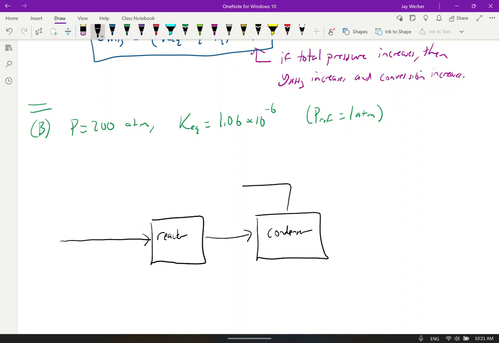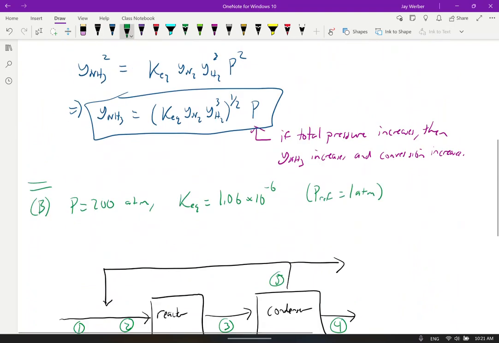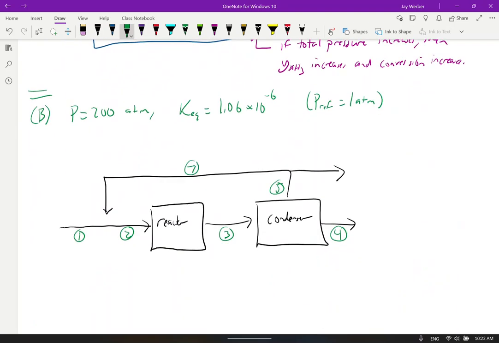We have our recycle. We have our purge stream. And we have our ammonia stream. So let's label this 1, 2, 3, 4, 5. We have a splitter here. The recycle stream was stream 7, and the purge is stream 6. Okay.